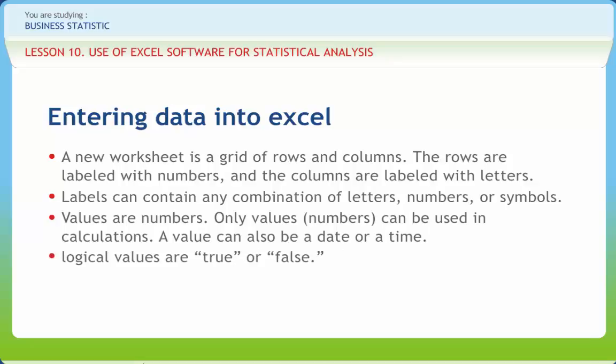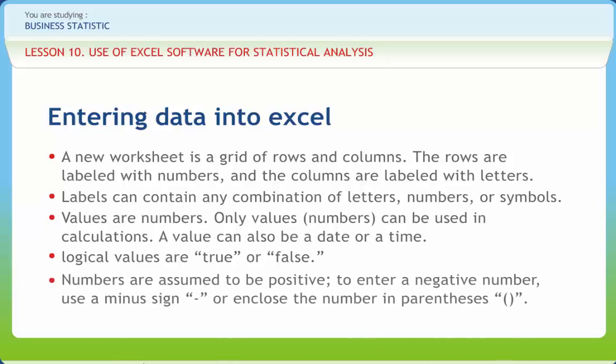Formulas automatically do calculations on the values in other specified cells and display the result in the cell in which the formula is entered. For example, you can specify that cell D3 is to contain the sum of the numbers in B3 and C3. The number displayed in D3 will then be a function of the numbers entered into B3 and C3. Numbers are assumed to be positive. To enter a negative number.